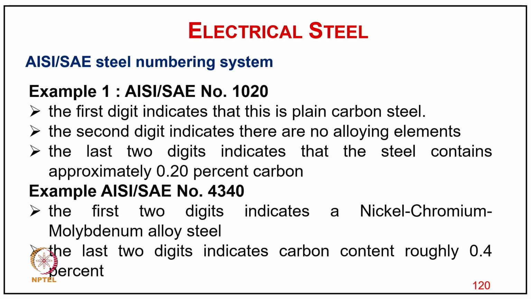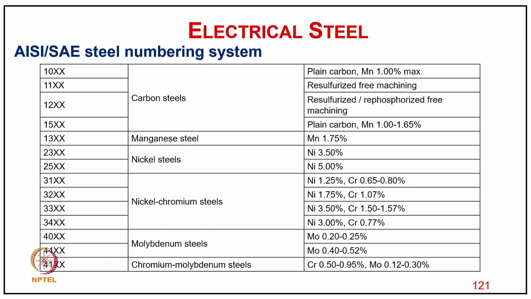Then we have the AISI steel numbering. An example is AISI number 1020. The first digit indicates that this is plain carbon steel, the second digit indicates there is no alloy element, and the last two digits indicate the steel contains approximately 0.2% carbon. A second example is AISI 4340. The first two digits indicate a nickel chromium alloy steel, and the last two digits indicate the carbon content, roughly 0.4%.